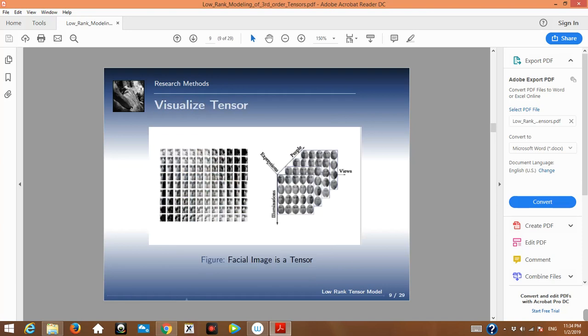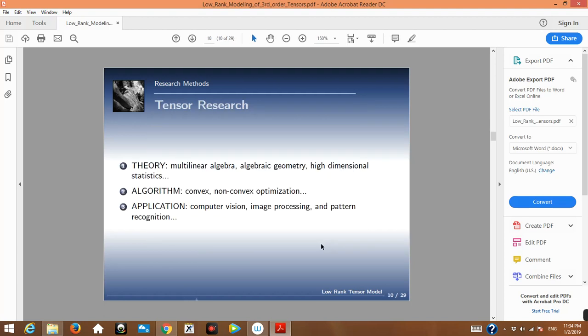Now, for this facial image data, we can see it's not a good idea to use a matrix to represent this facial data set, because it has several features: expression, people, illumination, and views. So it's better to use a tensor to represent this data set. People use different methods to study different aspects of tensors.